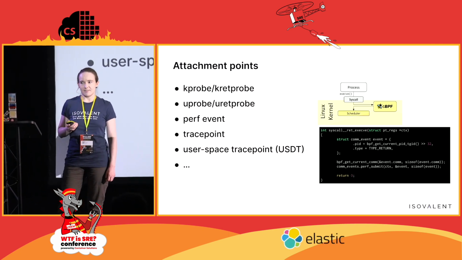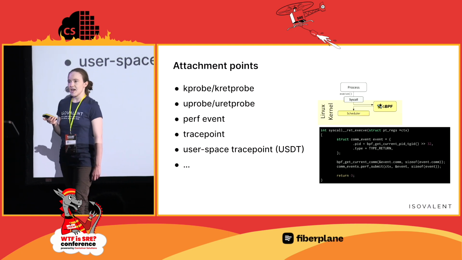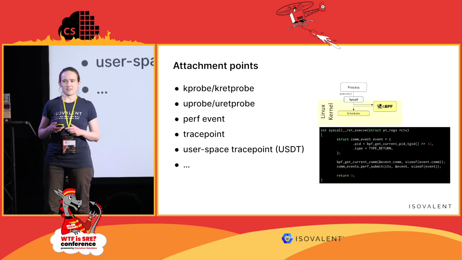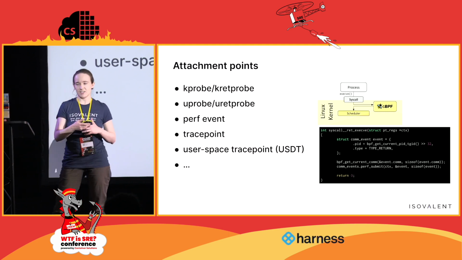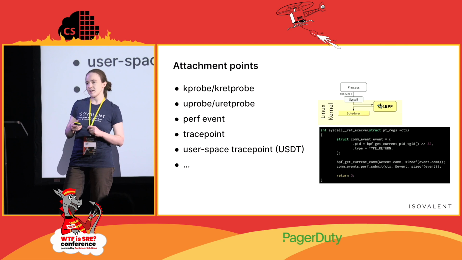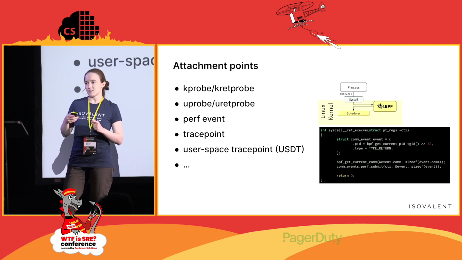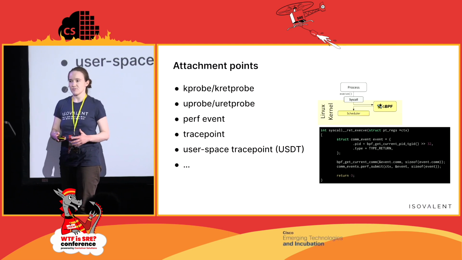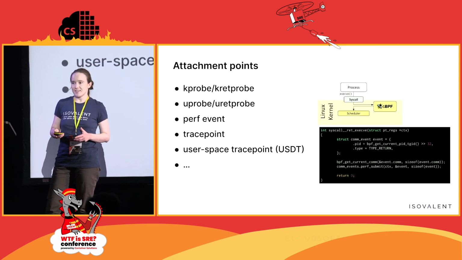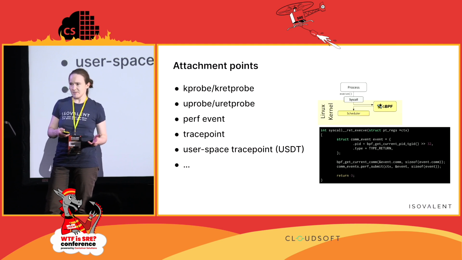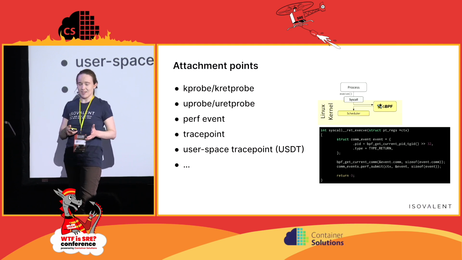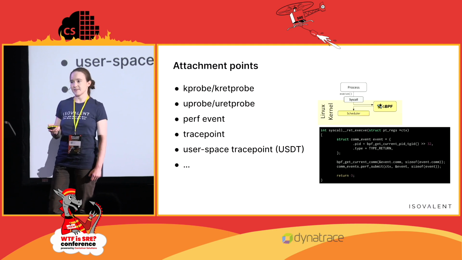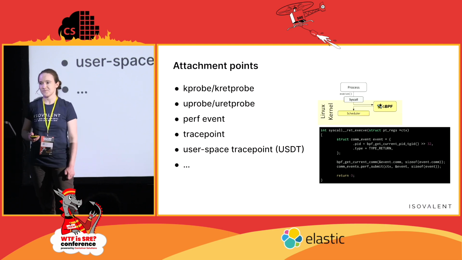There are also tracepoints and user space tracepoints, USDTs. These two are very similar to kprobes and uprobes in the terms that they allow us to attach to certain functions, but these are statically defined tracepoints, or USDTs, user space tracepoints. So they are statically defined, meaning that they are limited. They don't allow us to attach to absolutely everything, but they are also considered more stable than raw kprobes or uprobes.